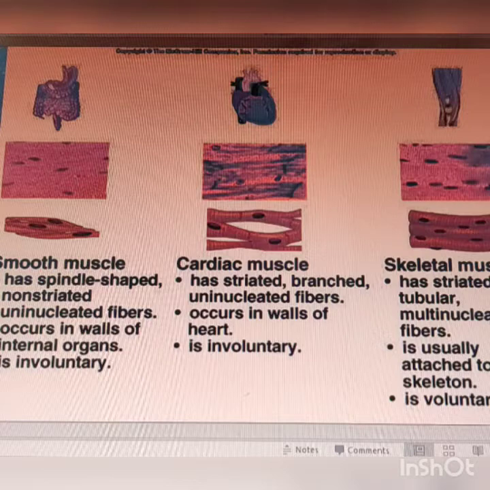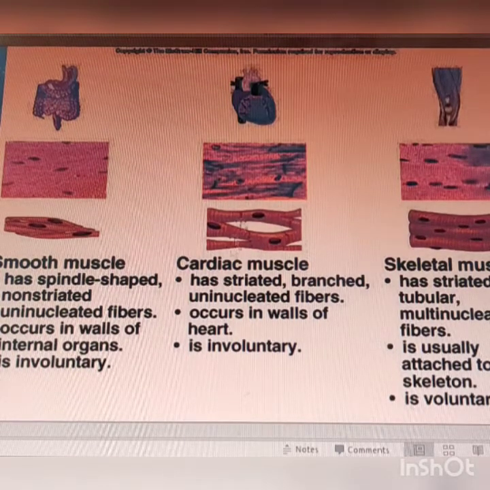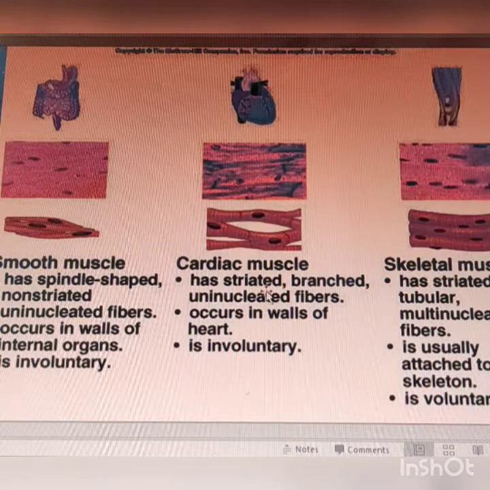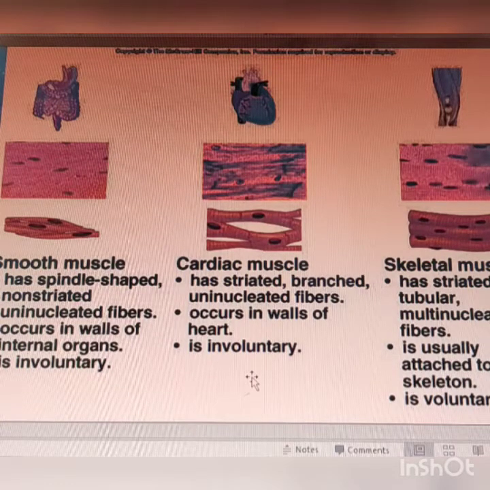As I have said earlier, there are three types of muscle, cardiac, smooth and skeletal muscle. Cardiac muscle cells are located in the wall of heart, appear striated and are under involuntary control. You can see here the cardiac muscle has striated, branched, occurs in wall of heart, it is involuntary.